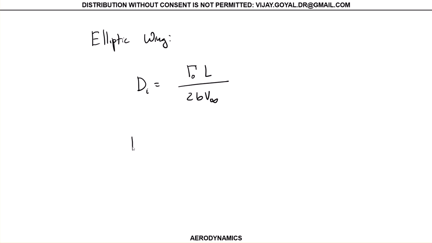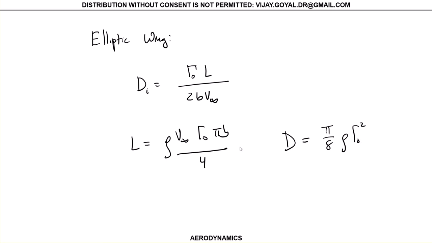So in other words, for elliptic wings, you can show that Di is equal to gamma sub 0 L over 2 pi V infinity. That's your induced drag. Your drag in the problem is given by b over 4. The total drag expression will be pi over 8 gamma sub 0 pi. So this is just the induced drag, and this is the drag in my problem.